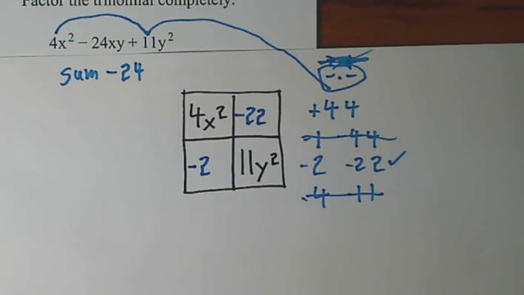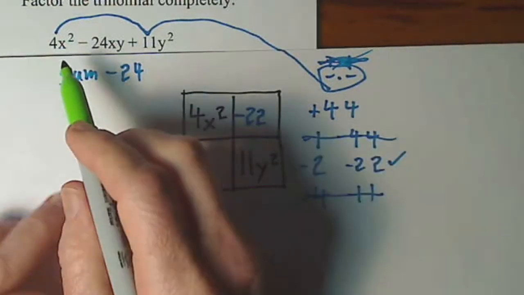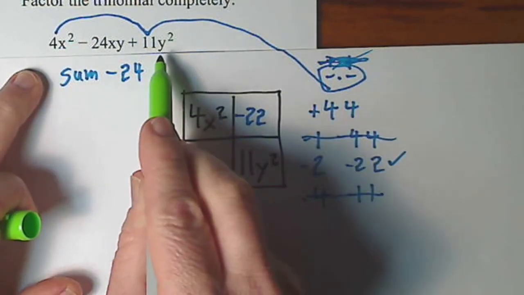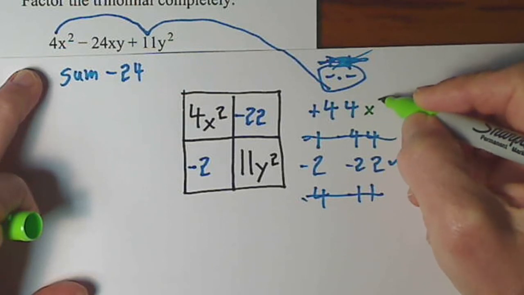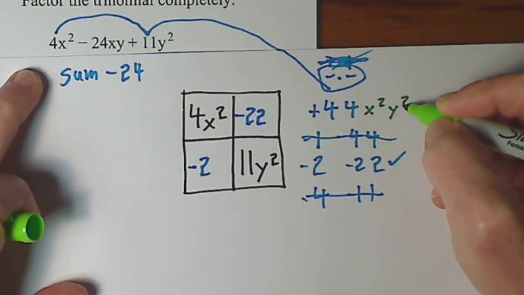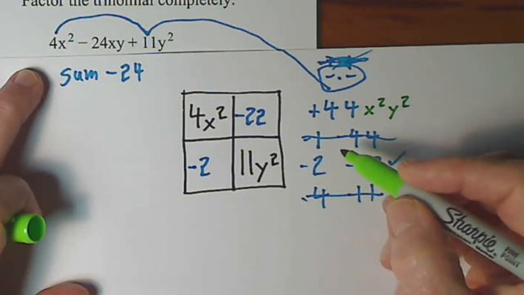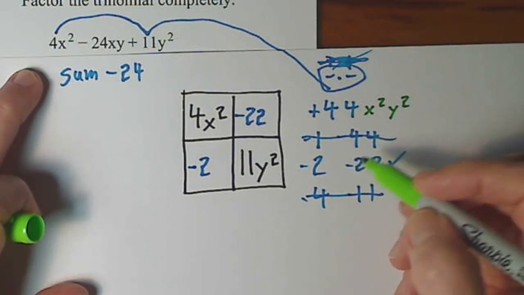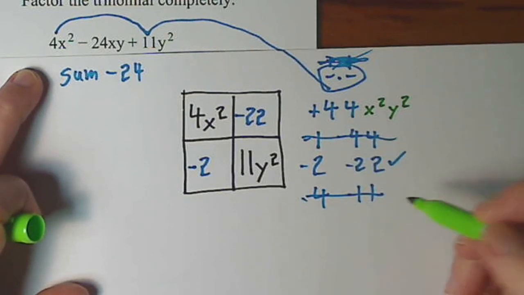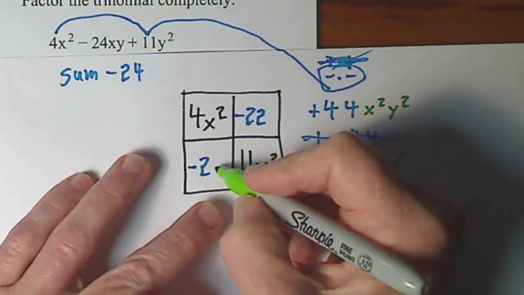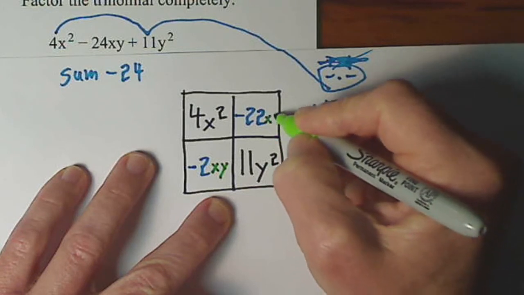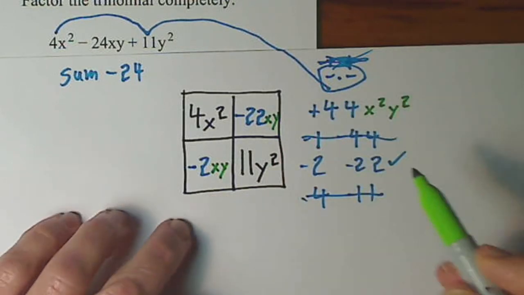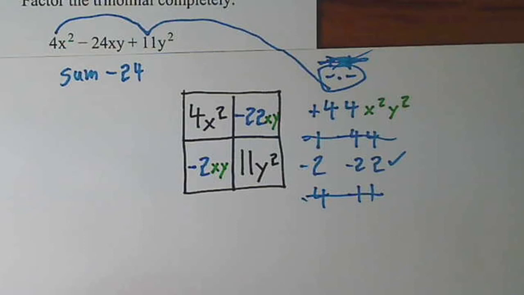As far as the variables, it's too much trouble to keep writing them, but I really multiplied 4x squared times 11y squared, and that gave me 44x squared y squared. That means each of these terms has an xy. Too much trouble to write. So just remember to plug in xy and xy. Sorry, that's kind of small, but xy is there and xy is there.